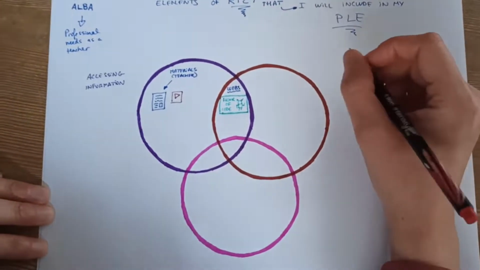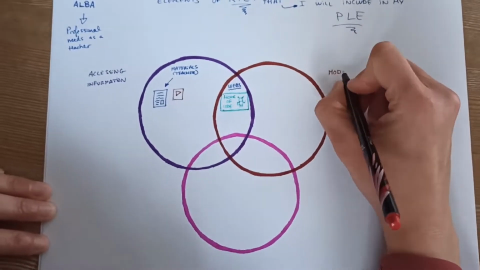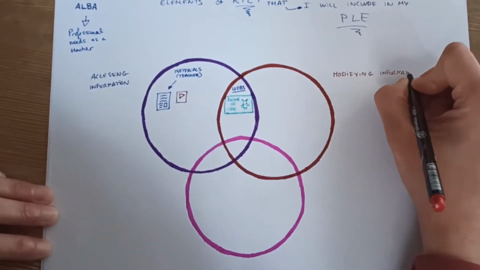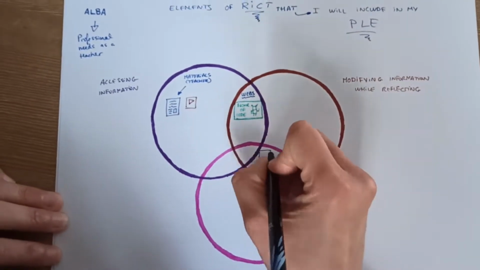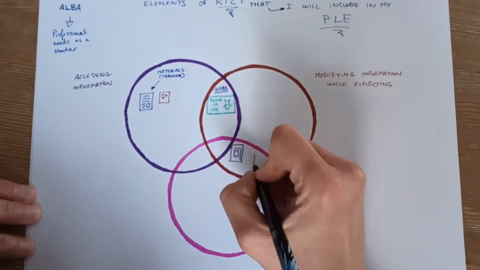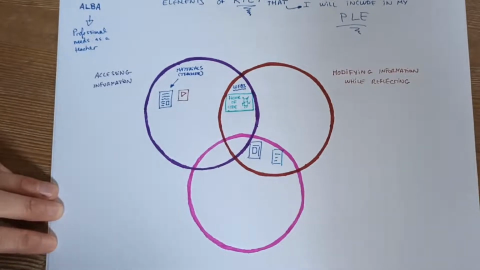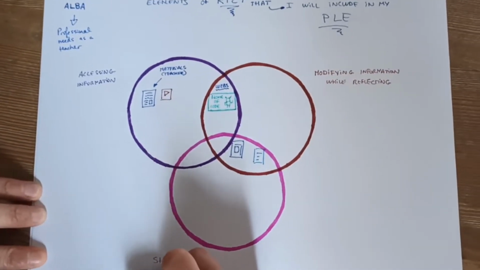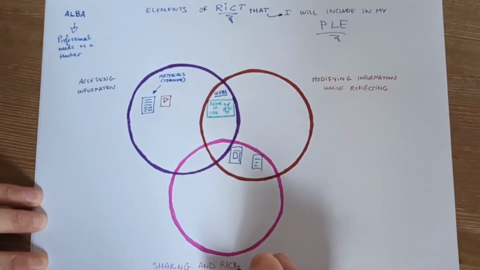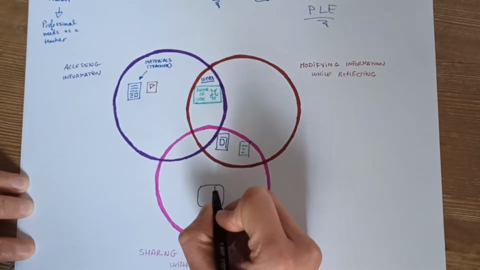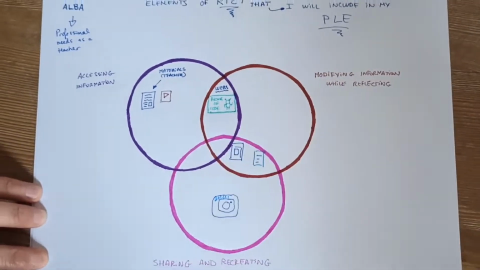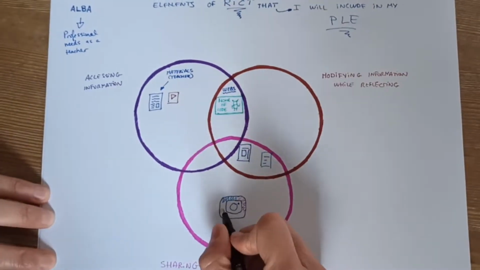To modify information while reflecting, Google Docs and Google Sites are essential to do things with information and reflect at the same time, both individually and with other people, as well as for the social part of my PLE. Here, I will also include Instagram, as it is very popular and I did not really like it, but I discovered how powerful it is to share with other teachers our work and ideas in the future.